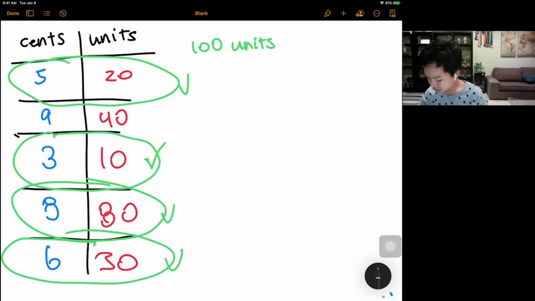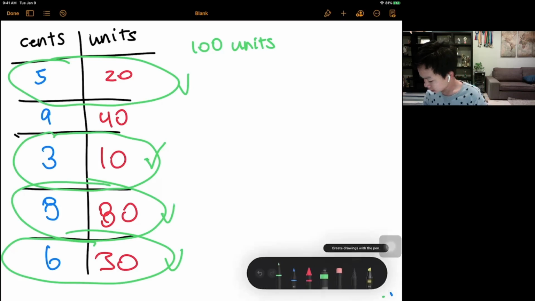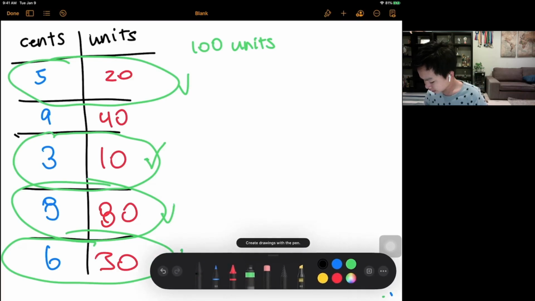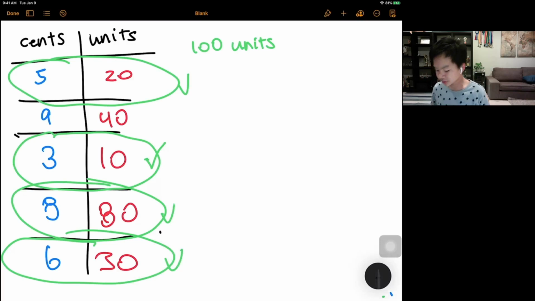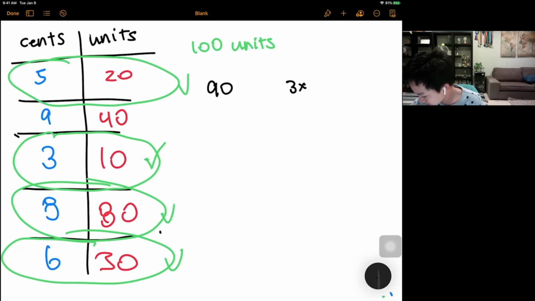So we're given 100 units, right? So we're going to try to take number 3. Since number 3 has 10 units, and we have 100 units, we can just buy those 10 units, so we're left with 90 units. So this is how much we have, and then we spent 3 times 10.